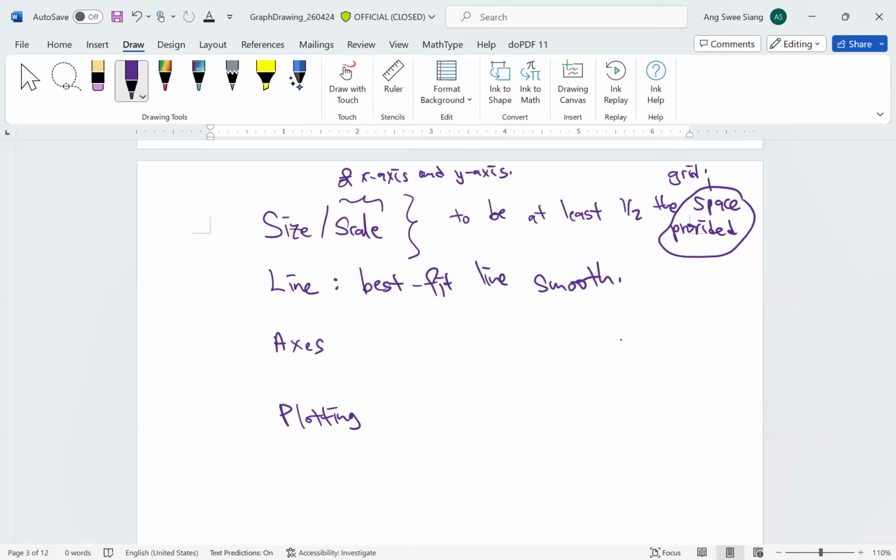Then axis: label plus units. Then plotting: all correct. If not, I will send an SLS package on graph drawing. Please go and complete it. I cannot remember whether I have sent it to you before, but never mind, I'll send it one more time for your revision. I will also send the answers to this worksheet on Google Classroom. Please go and look through it before next Tuesday.